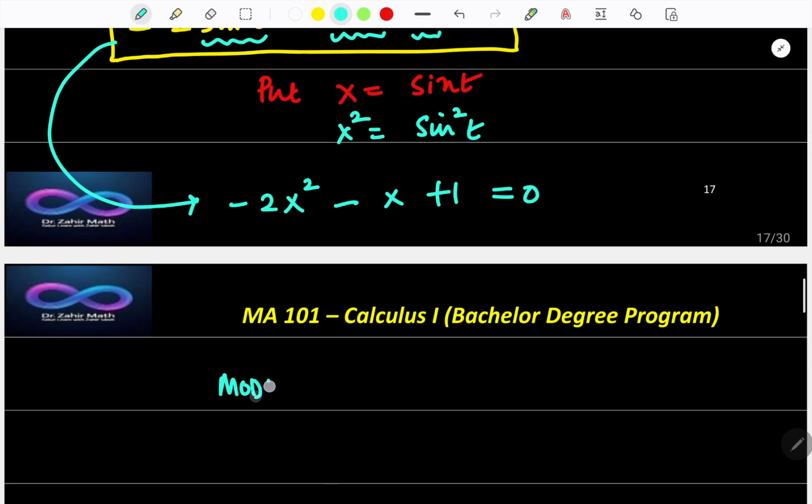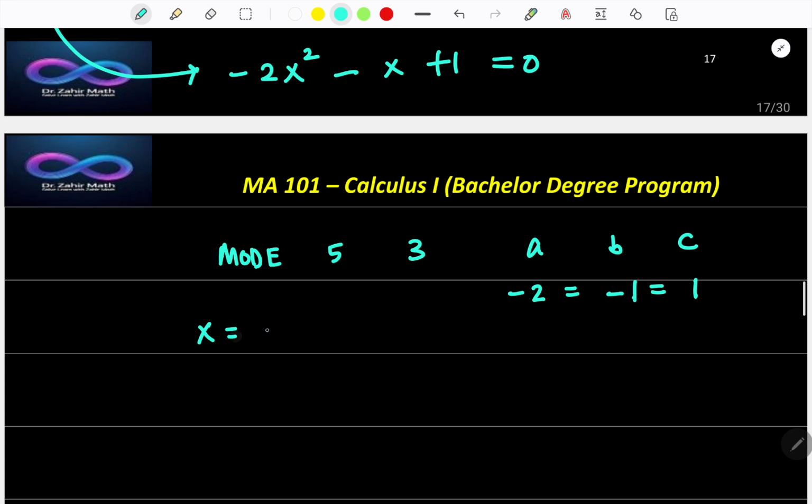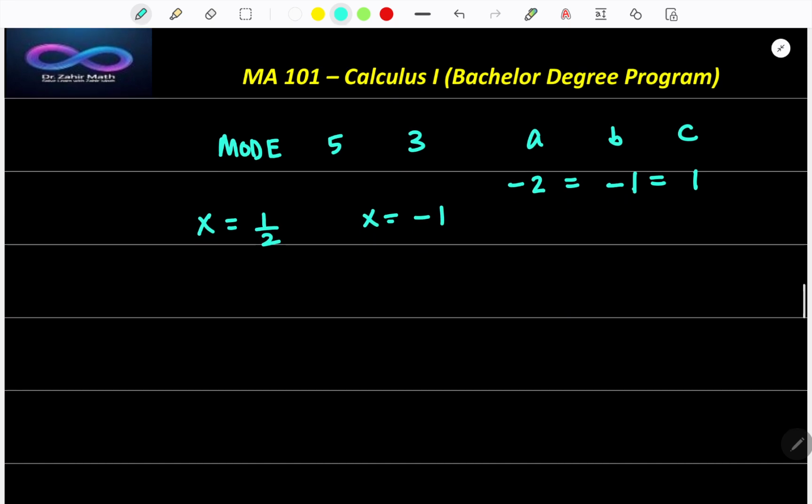Go to the calculator, mode 5 and then 3. If you go to the calculator mode 5, 3, A, B, C. A is negative 2, B is negative 1, C is 1. If you give it like this, you will get the answer x equals 1 by 2, x equals negative 1. Clear all of you? Right. Is this your answer?